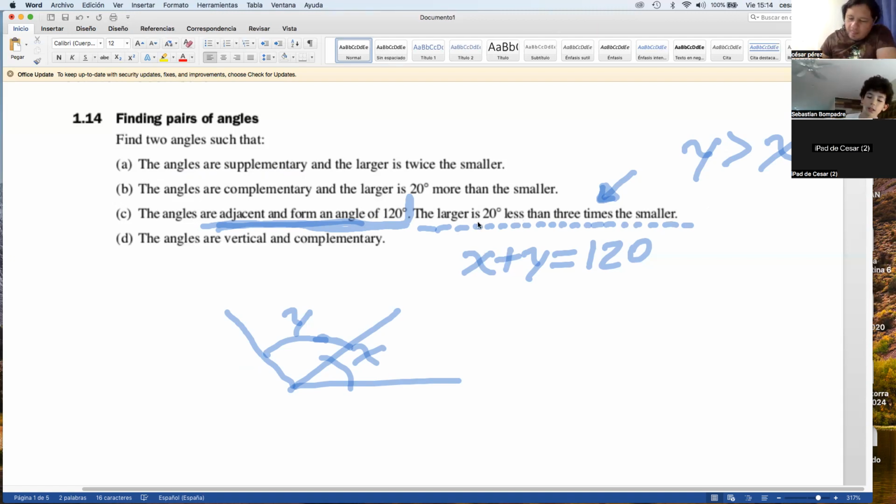For 4x equals 140. Okay. Let me see how you find that. The larger one, y, is 20 less than 3 times the smaller.